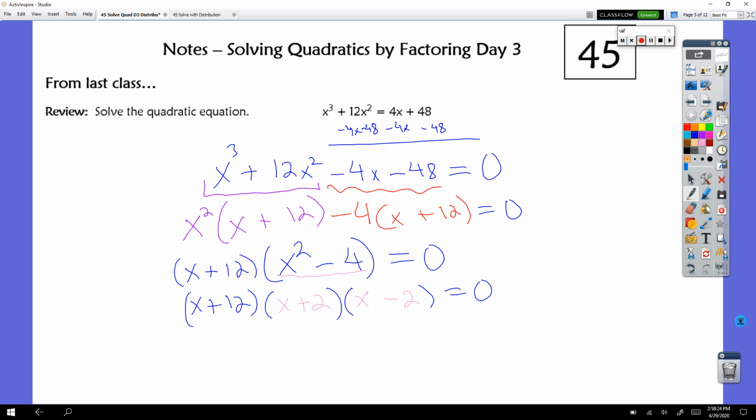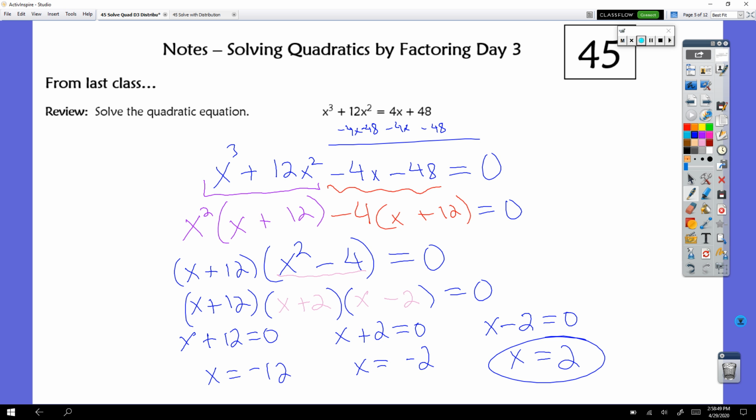So now I've factored all the way, and I know that I'm done with my factoring because all of the exponents are a 1 on the variable, and so I'm ready to set my factors equal to 0 and solve. I'm going to take the x plus 12, set it equal to 0, and solve. Take the x plus 2, set it equal to 0, and solve. Take the x minus 2, set it equal to 0, and solve. So I've got 3 solutions to this equation. That's what we did last time.